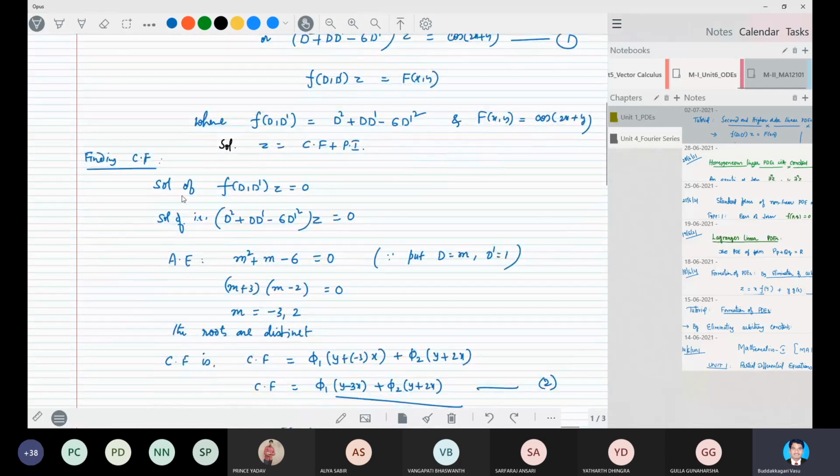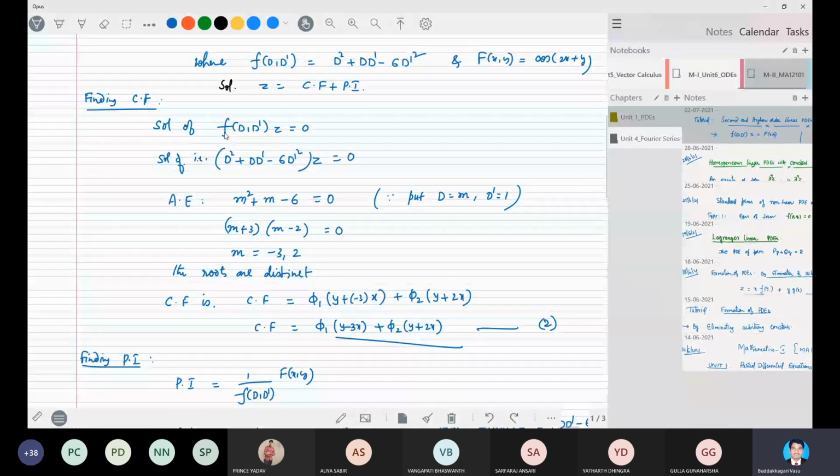So now to find each part of the solution, the complementary function and the particular integral. The complementary function is the solution of f(D, D') z = 0, that is (D² + DD' − 6D'²) z = 0. Now the auxiliary equation: it is homogeneous, so put D = m and D' = 1. m² + m − 6 = 0. So it is a quadratic equation, which has two roots, −3 and 2.